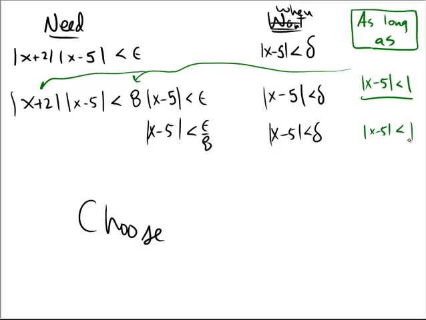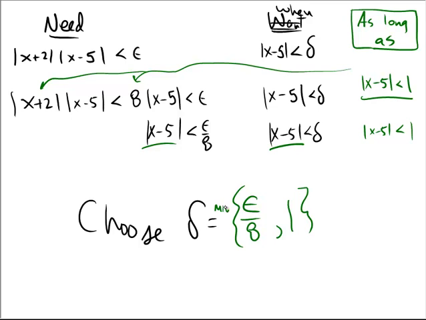But now I have an idea for my delta. Ready? I'm going to choose delta to be... From here, since |x minus 5| is less than epsilon over 8 and |x minus 5| is less than delta, we kind of wish that we could make our delta epsilon over 8, but this would only work as long as |x minus 5| is also less than 1. So I am simply going to make sure that my delta is the minimum of those two numbers.